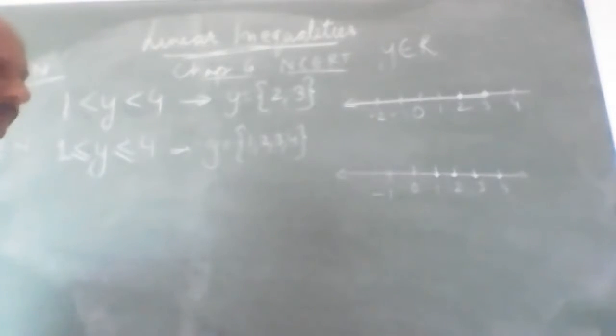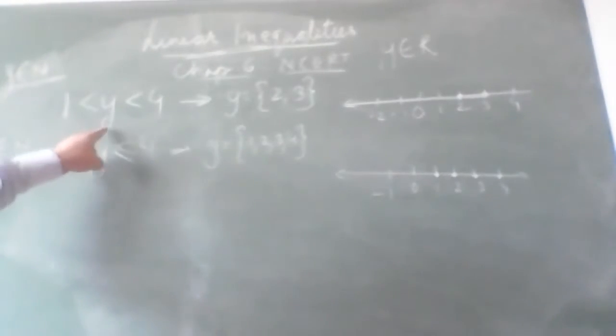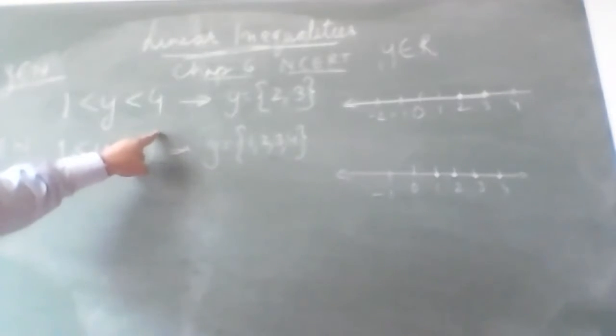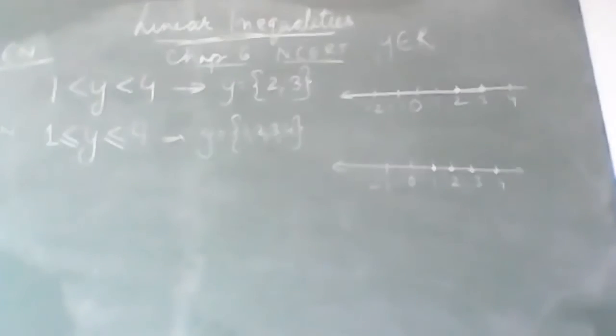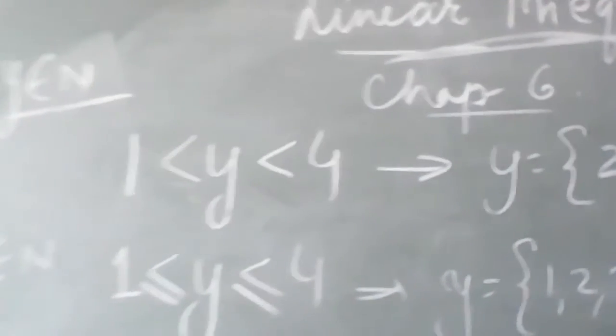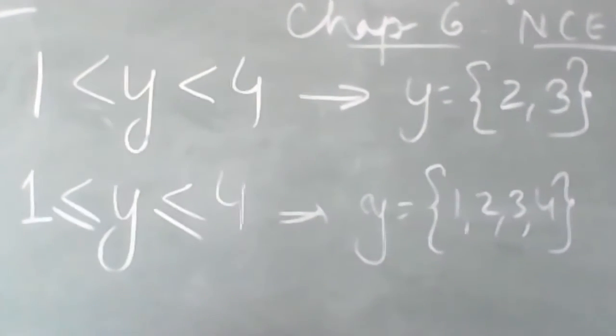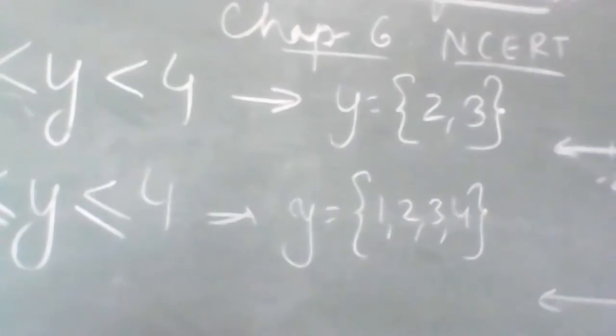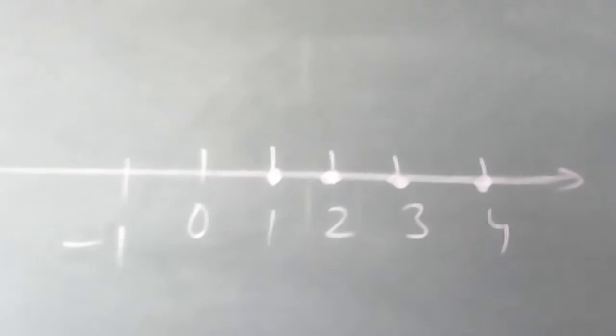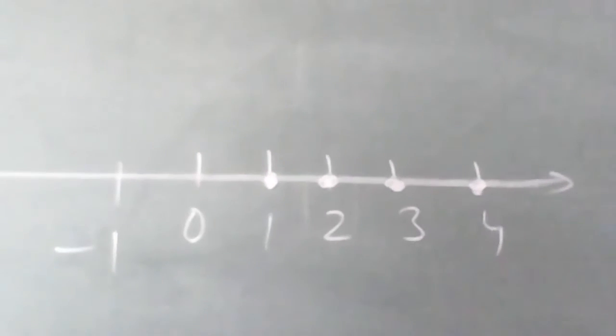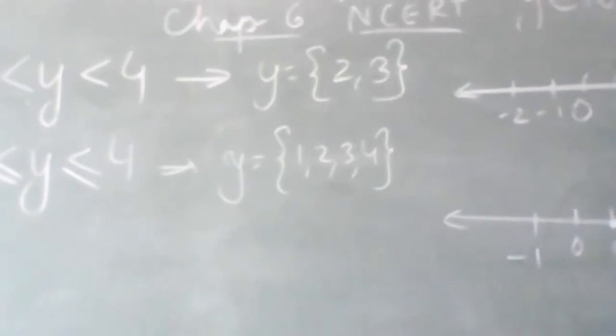Sir, what have you written? In the second case, y lies between 1 and 4, but they are equal. So y will be equal to 1, 2, 3 and 4. If it is 1, 2, 3 and 4, it is to be denoted as these 4 dots respectively. I hope I am clear. Yes, in case they are equal, then it would come like this.